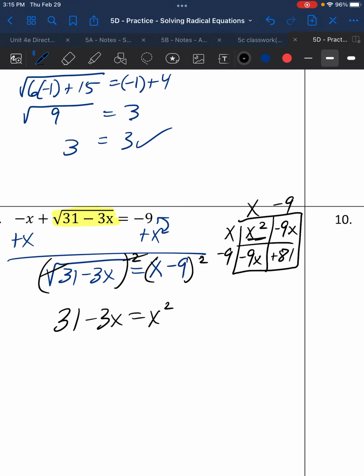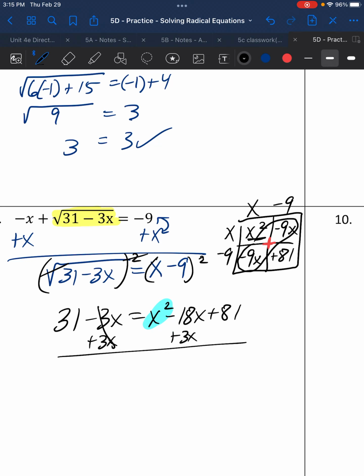I have, in the top left, x squared. My two like terms, remember, we're adding. So negative 9x plus negative 9x is a negative 18x, and then plus 81. I see a quadratic term. And so I move all my terms to one side, get all my like terms together. So I add 3x, and then I can also subtract 31 to move all my terms to one side to make the equation equal 0.